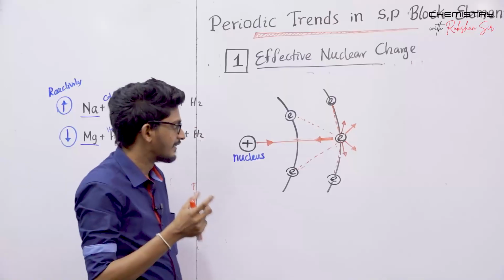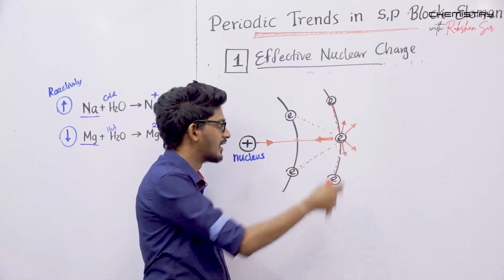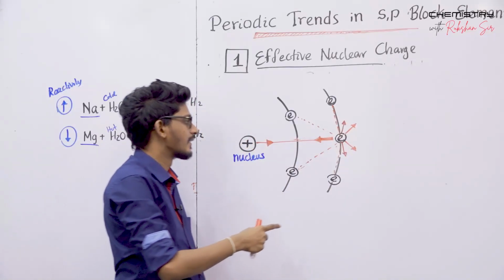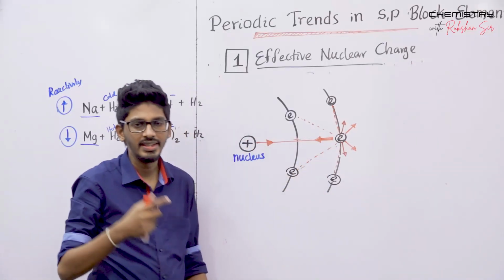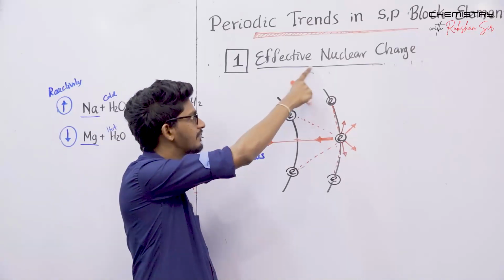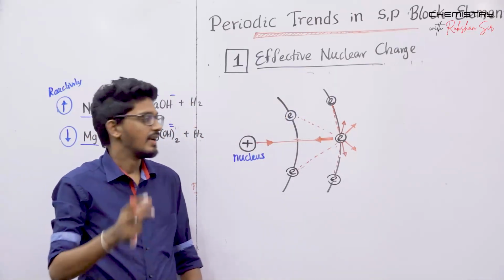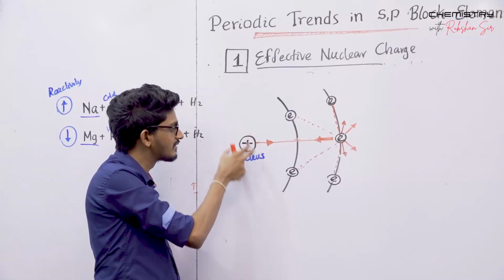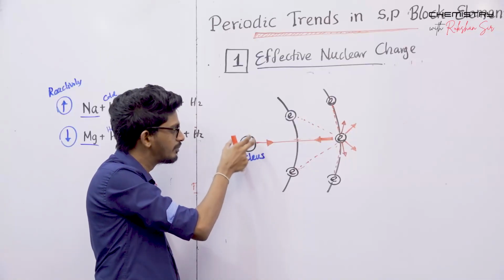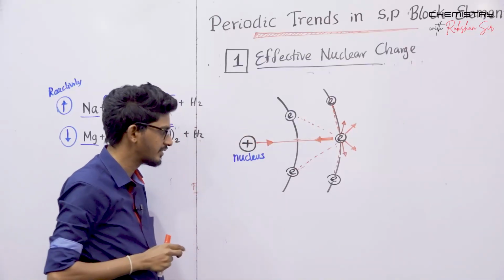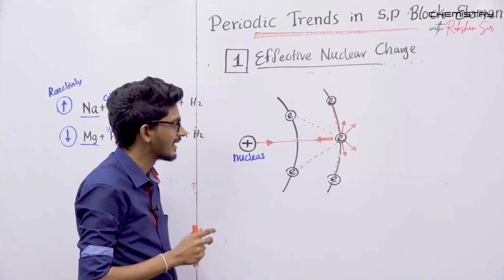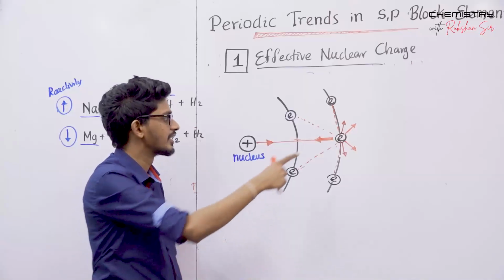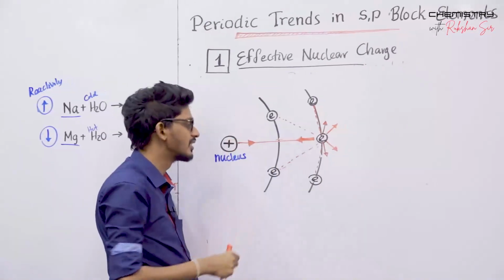That effective attracting power, that resultant attractive power towards the nucleus by this considered electron, is referred to as the effective nuclear charge. The nuclear charge is the actual charge at the nucleus, which is given by the number of protons in the nucleus. But the effective charge is the charge actually felt by the considered electron.